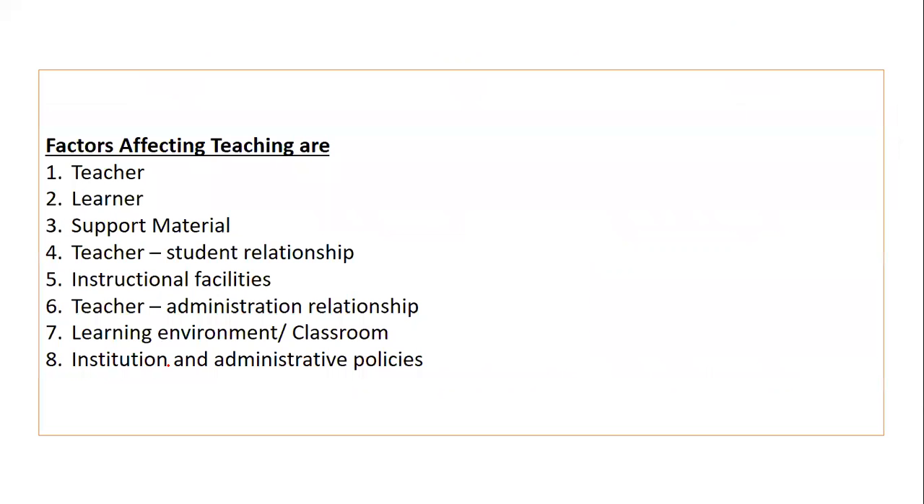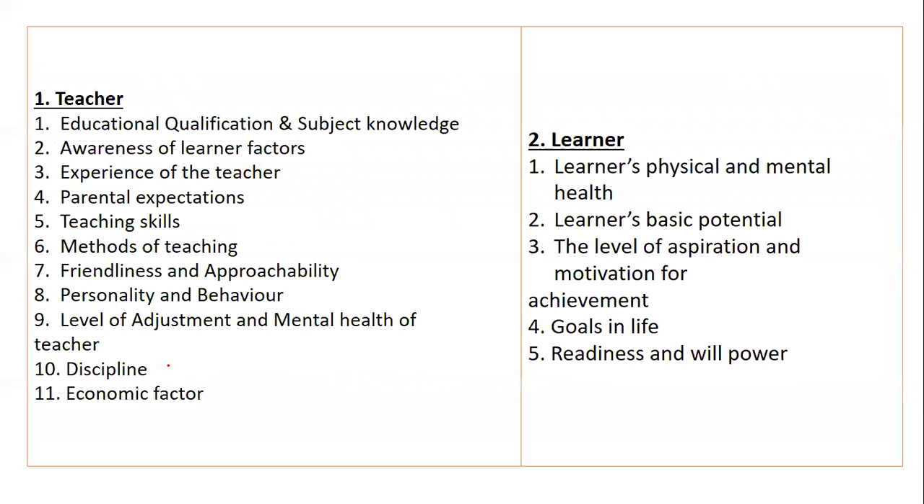Now, yes, factors affecting teaching. So this is given in your syllabus only. So here also, you can get a question, see, this is a syllabus part. So here you can get an odd man out question. So you should remember teacher, learner, that is very common. Support material, teacher student relationship, instructional facilities. Then you have administration relationship, learning environment or classroom, and institutional administrative policies. So let's see one by one.